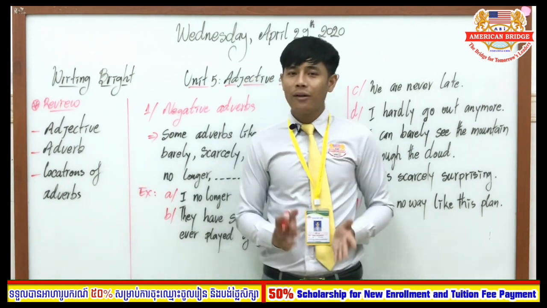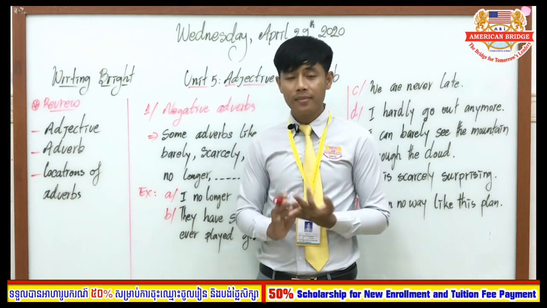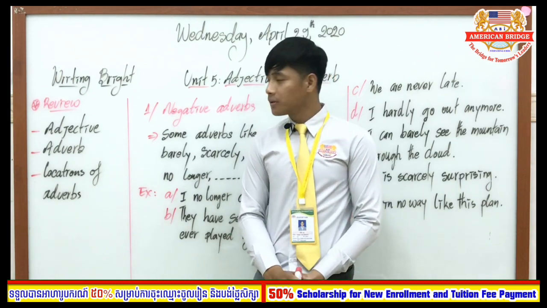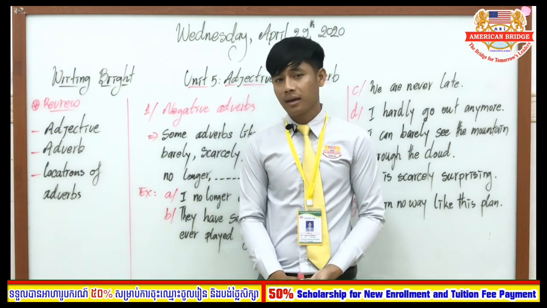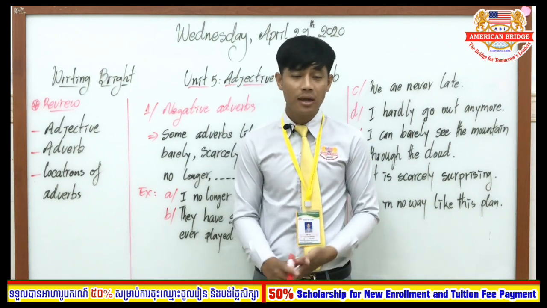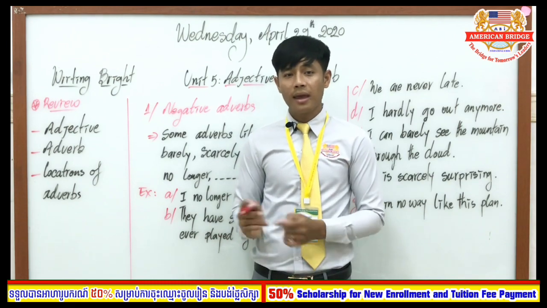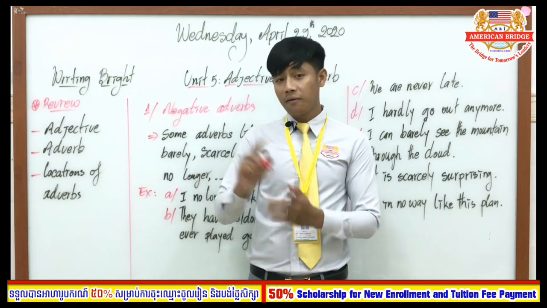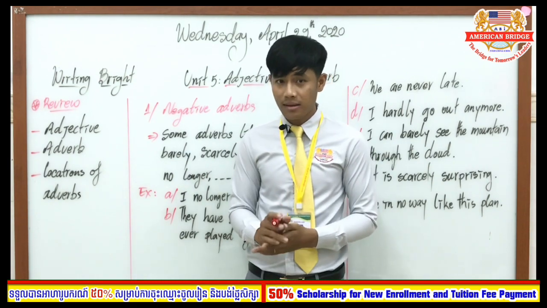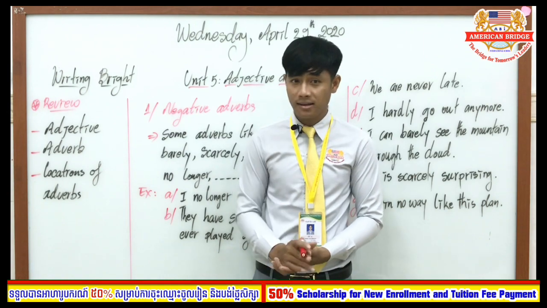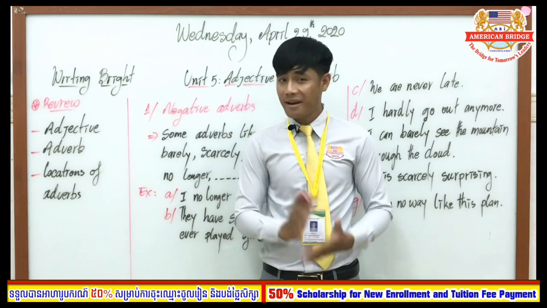Adverb. How do we use an adverb? An adverb is used to modify a verb, an adverb, and an adjective also. For example, an adverb used to modify a verb: she runs fast. Run is a verb and fast is an adverb. Fast modifies the verb to make runs become stronger than before, I mean runs fast.